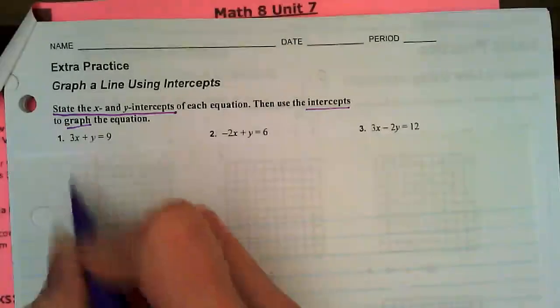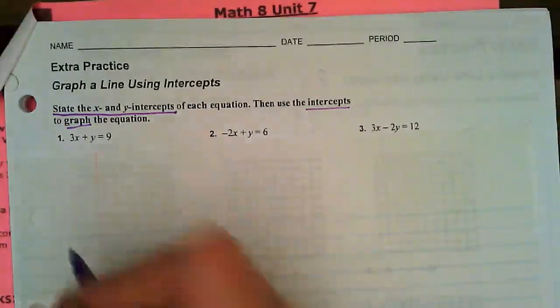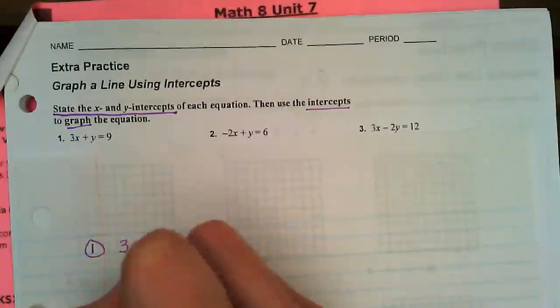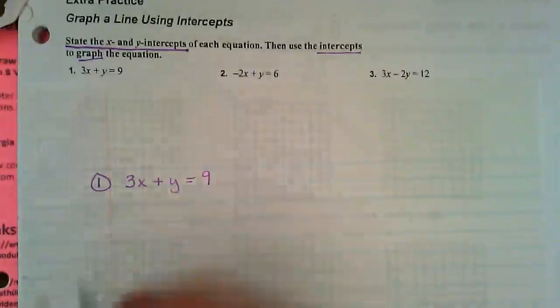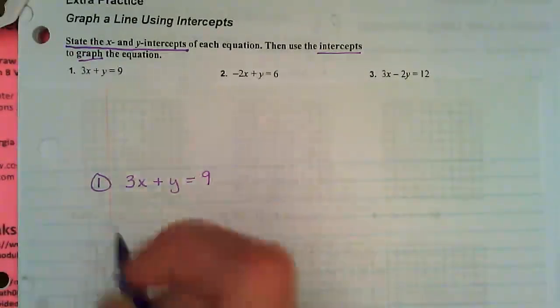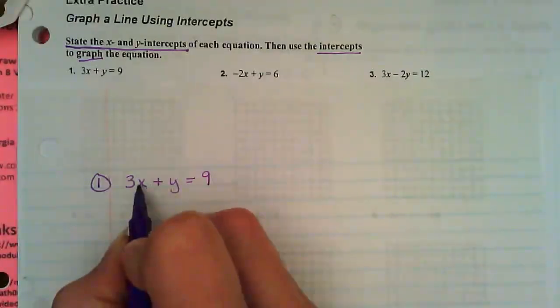And I just have a piece of notebook paper because there's not a lot of room, so you might want to go ahead and get some notebook paper so you can show your work. So number 1, we have 3x plus y equals 9. And remember, when you're looking for the x and y intercepts, you want to replace one of the variables with 0. So if you're solving for y, then you're going to replace x with 0.